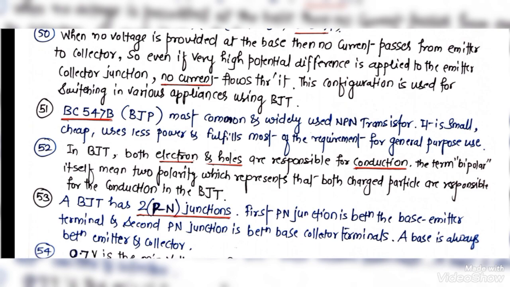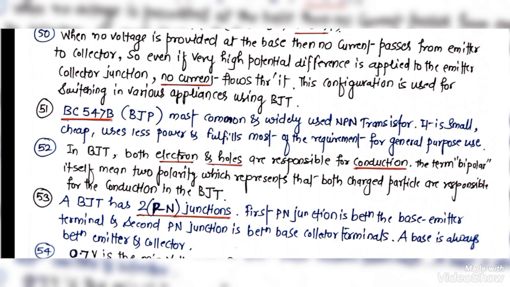When no voltage is provided at the base, then no current passes from emitter to collector. So, even if a very high potential difference is applied to the emitter collector junction, no current flows through it. This configuration is used for switching in various appliances using BJT.